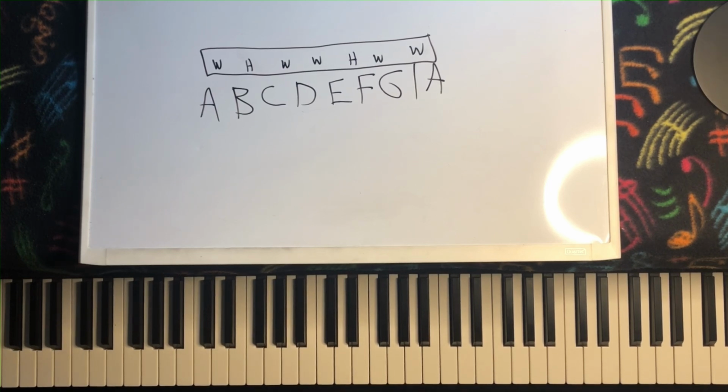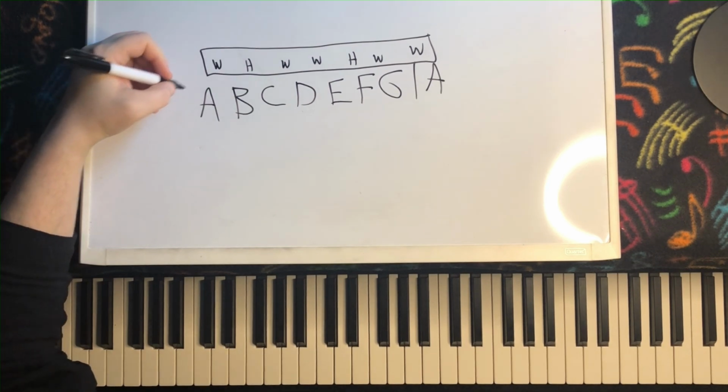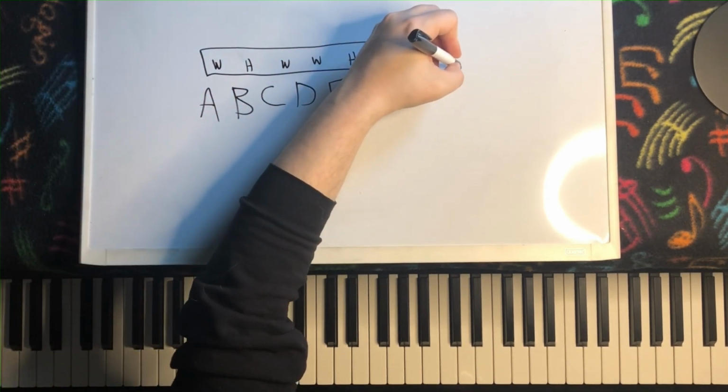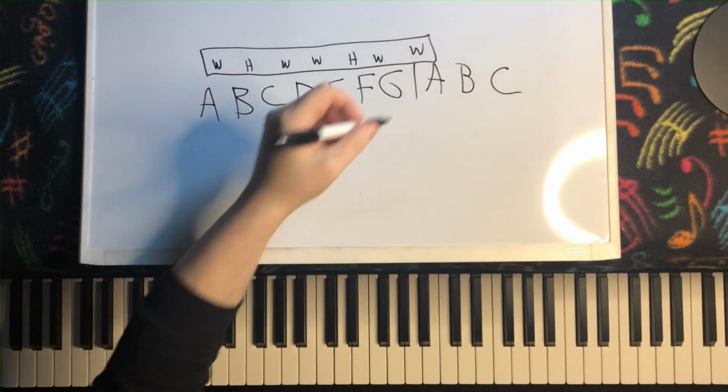You might have noticed when I did A to A, it's all white keys. Well, hey, C to C is also just all white keys. So what we would say is that A is the relative minor to C. They have the same key signature, if you will, which in this case is no sharps or flats. All right? So if I extend the scale out, I'll go this way. A, B, C.